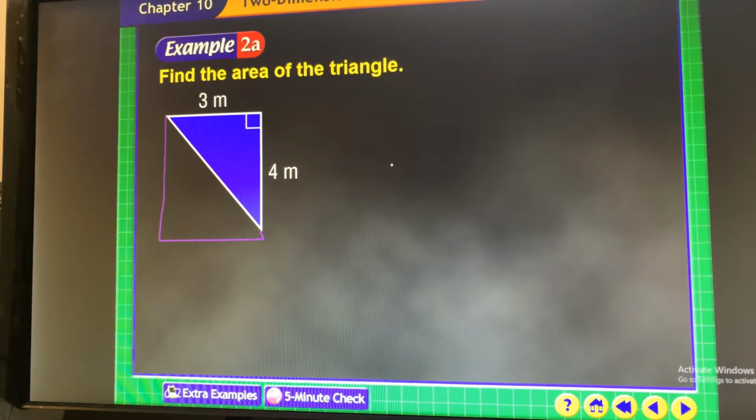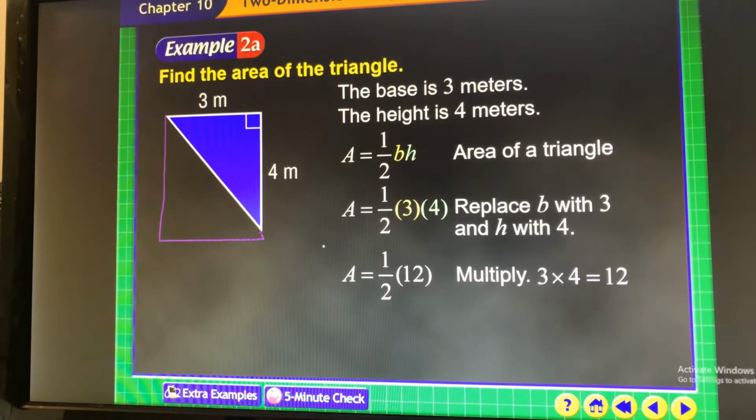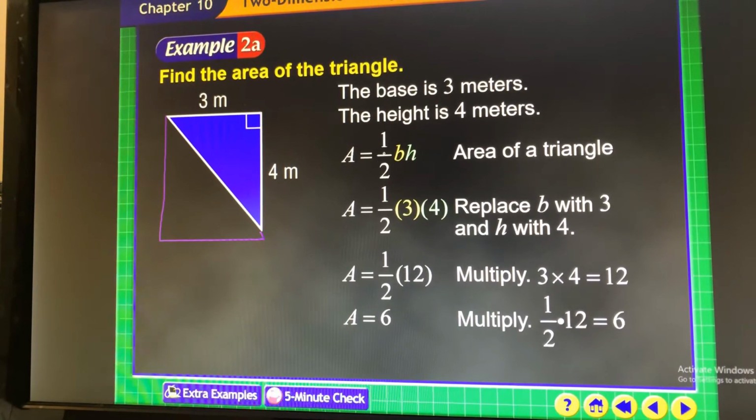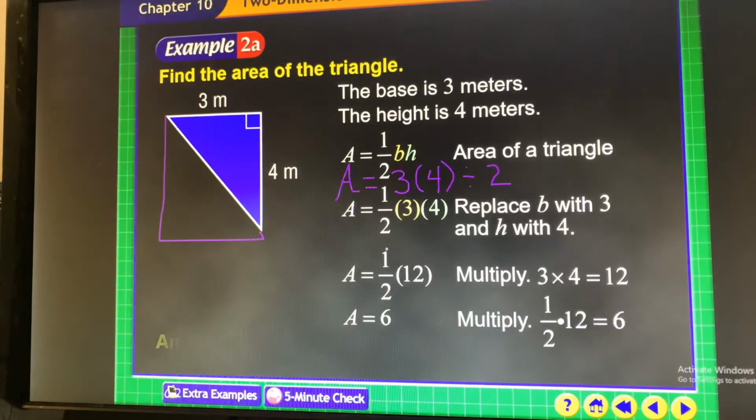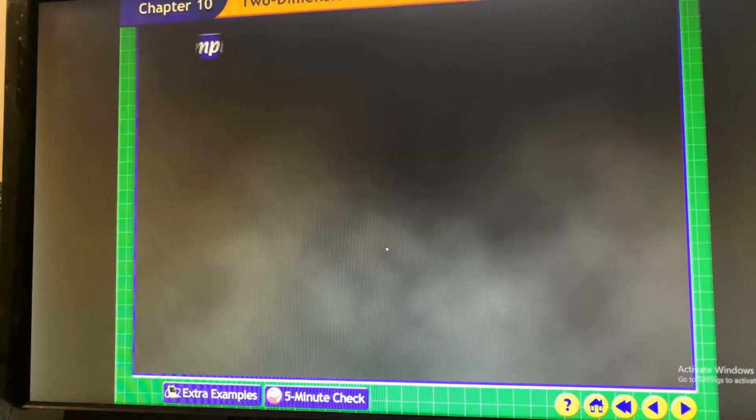So 3 times 4 divided by 2, and you're going to get 6 meters squared. Now, notice they're multiplying it by a half. That's the same thing as dividing it by 2. So if I was going to write this out, I would rather that you do area is equal to base times height divided by 2. It doesn't matter which one's the base and the height. Commutative property tells you it doesn't matter how you multiply these. There you go, 6 meters squared.